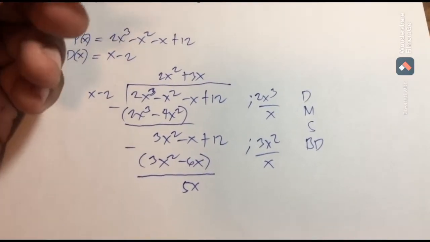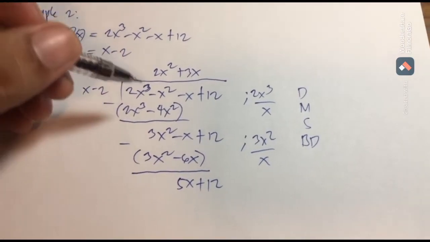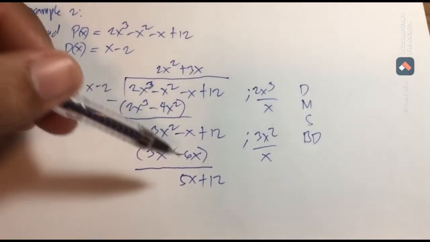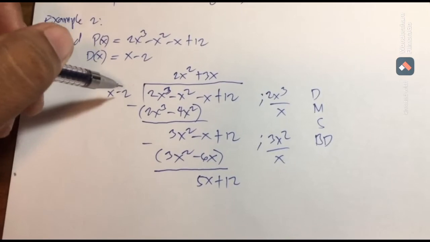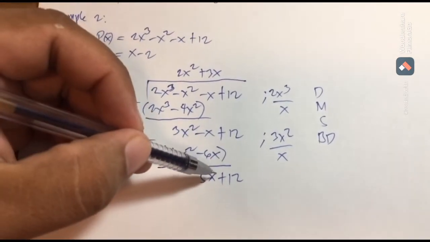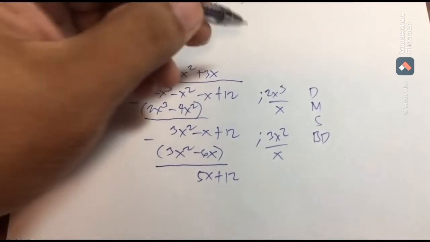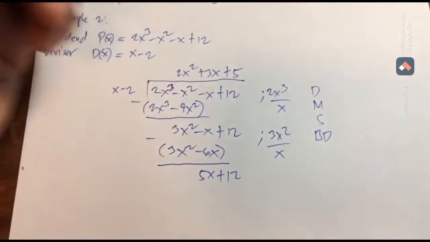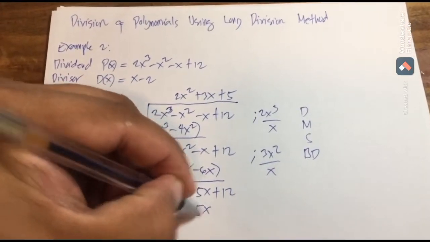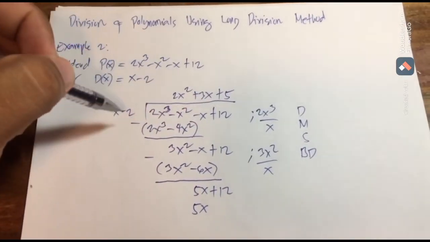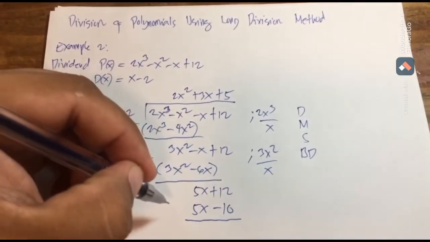Then plus 12. Question: can we still divide 5x plus 12 with x minus 2? Since their exponents are still equal, we can still divide. So 5x divided by x is positive 5. Okay? Then 5 times x is 5x. 5 times negative 2 is what? Negative 10. Okay? Then we will subtract.